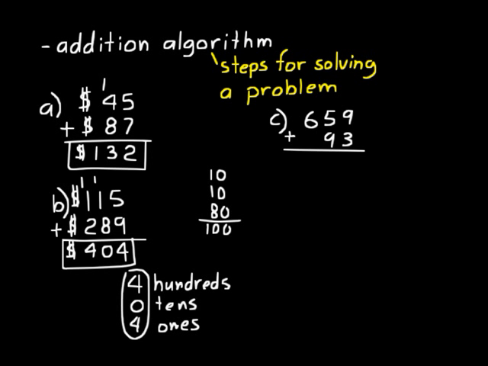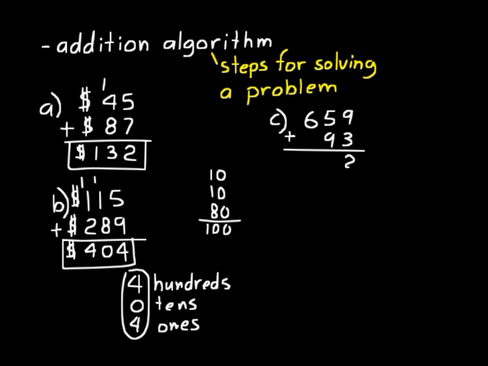Now let's do an addition problem where we don't have dollars. So just think about this, pretend like it's dollars if you want to. Let's go ahead and do our algorithm. Our addition algorithm, the steps for solving this problem are to add in columns, add the 9 and the 3 first, the ones place, and so 9 plus 3 is 12.